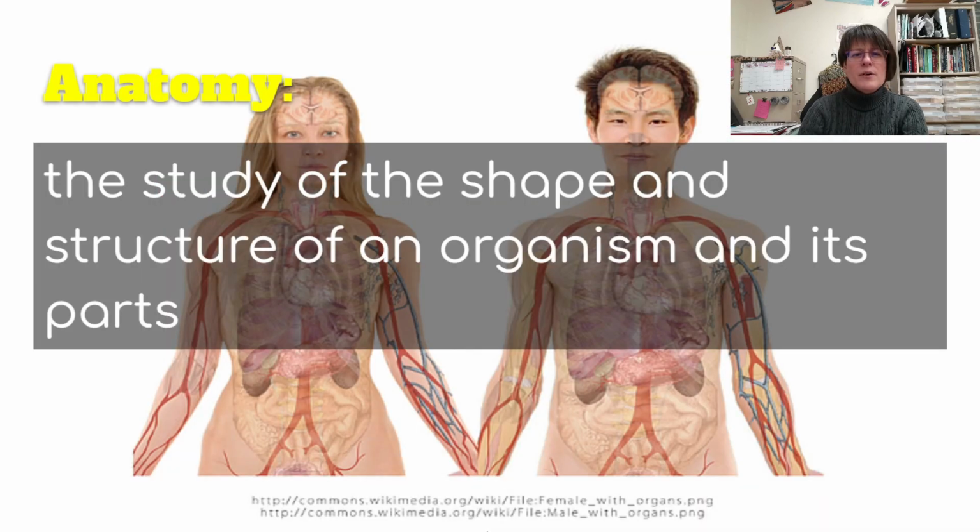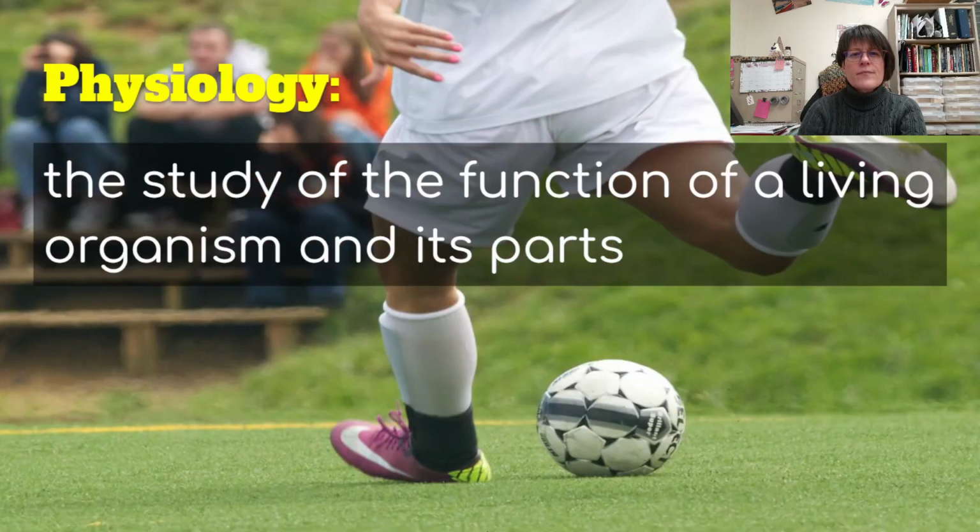Now, when we talk about anatomy, we are talking about the study of the shape and structure of an organism and its parts. And this is different than physiology. Physiology is the study of the function of a living organism and its parts. So anatomy is just studying the parts themselves, what they look like. Physiology is what do they do and how do they work.